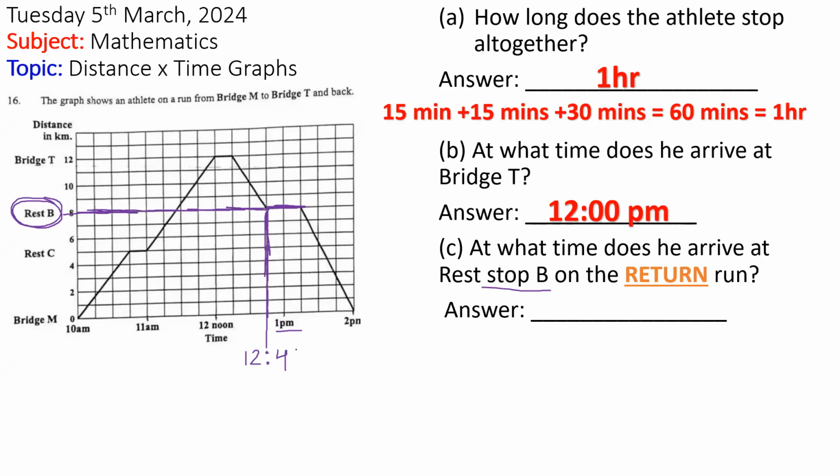So again, how do we get 12:45? They're asking us for the time that he arrived at rest stop B. This right here is rest stop B, and you know it's a rest because it's horizontal. The time that he arrived, if we go down, is 15 minutes away from 1 p.m. So it's 12:45, because this is 12, this is 12:15, this is 12:30, and this is 12:45. So he arrived at rest stop B at 12:45 p.m.